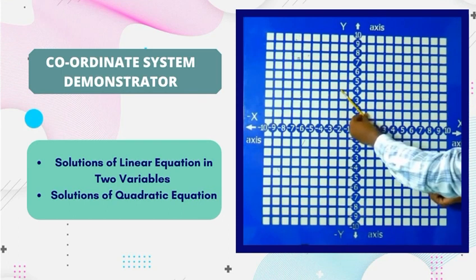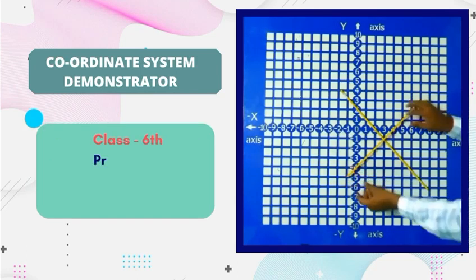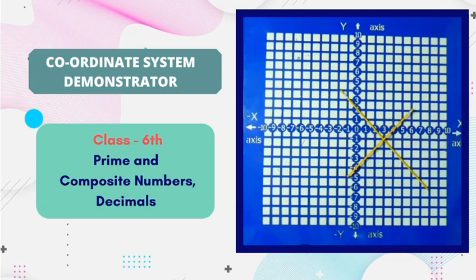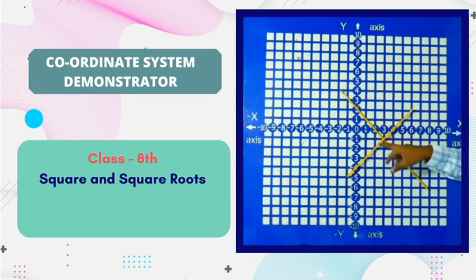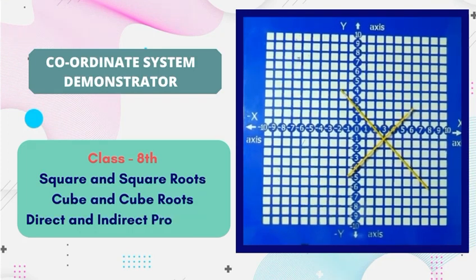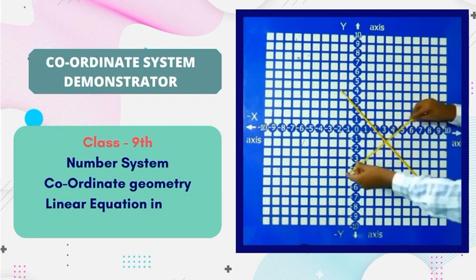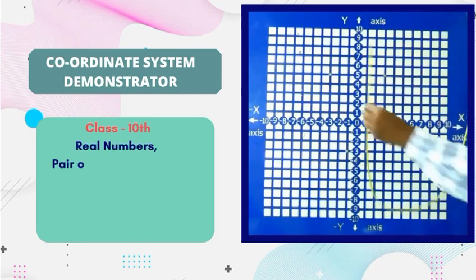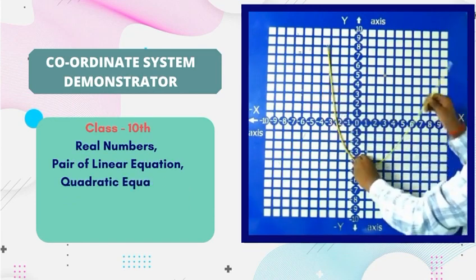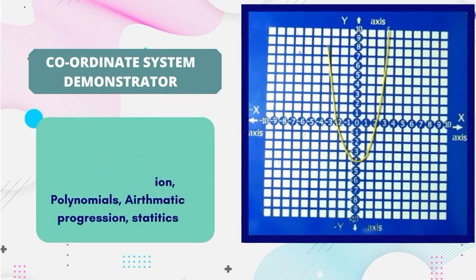If we talk class-wise and probably the chapter-wise, then this equipment covers prime and composite numbers, decimals, ratios and proportions in class 6, rational numbers in class 7, square and square roots, cube and cube roots, direct and indirect proportions in class 8, number system, coordinate geometry, linear equation in 2 variables of class 9, real number, pair of linear equations, quadratic equation, polynomials, arithmetic progression, statistics of class 10.